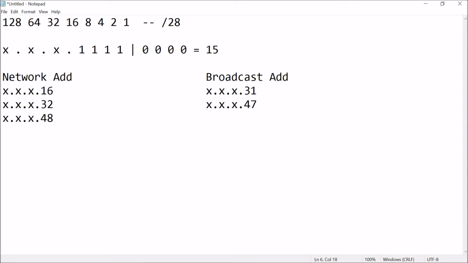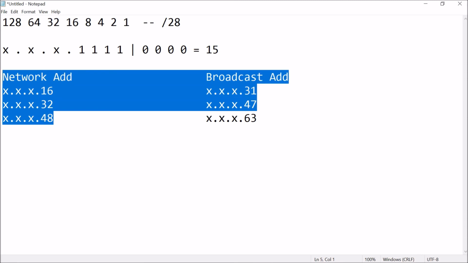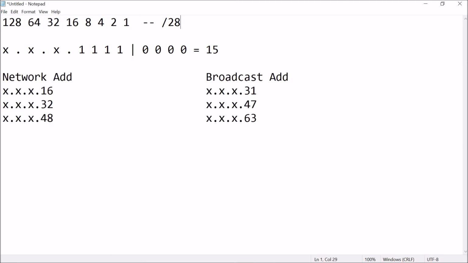If you check, 48 minus 1 host, that's 47. 32 minus 1 host, that's 31. And last but not least, 48 plus 15 gives us 63, x.x.x.63. Okay, so we now have the network address and the broadcast address for the following CIDR or subnet.